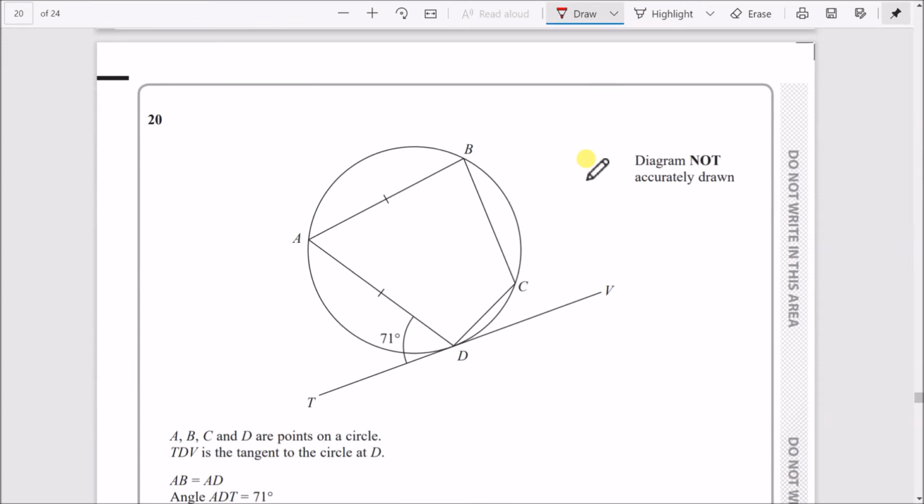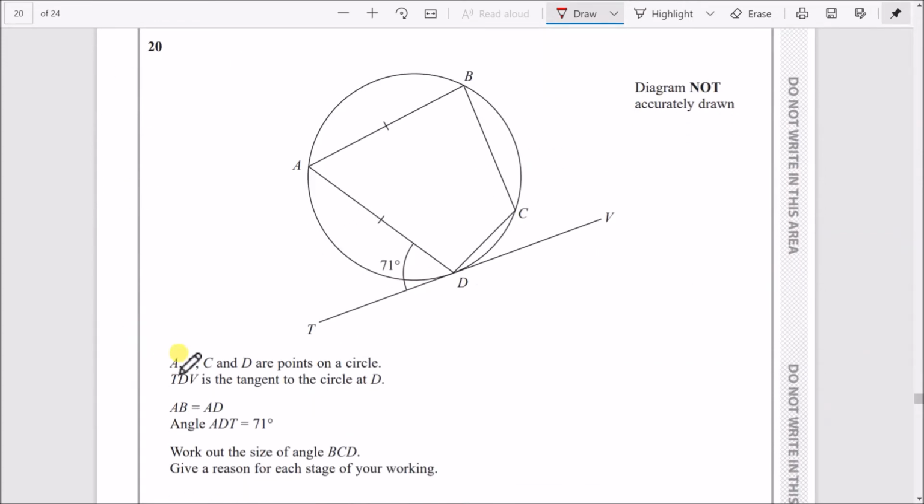Now, number 20. Okay, we've got A, B, C, and D are points on a circle. Before we even look at the shape, let's try and identify what it is. First things first, when we look inside the circle, we have a four-sided shape. When you've got a four-sided shape where each point touches the circle, this is actually known as a cyclic quadrilateral. Now, one property of the cyclic quadrilateral, guys, is that the angles on opposite corners sum up to 180.